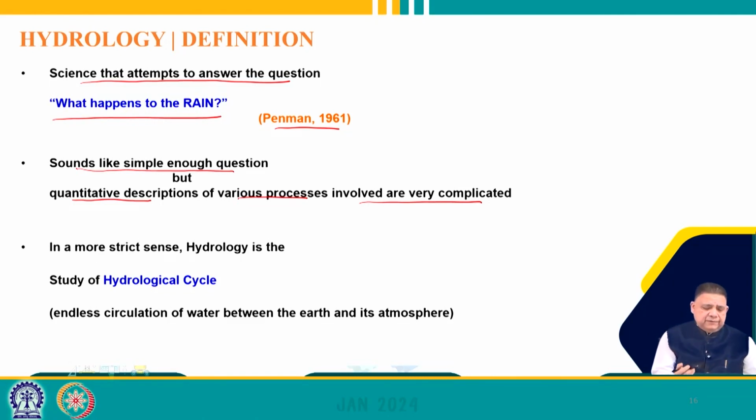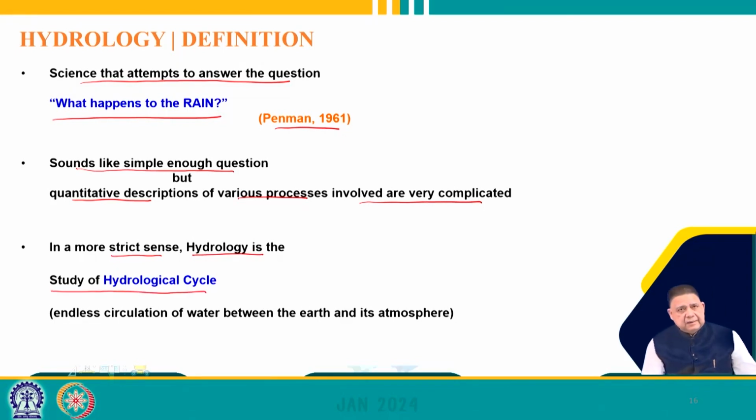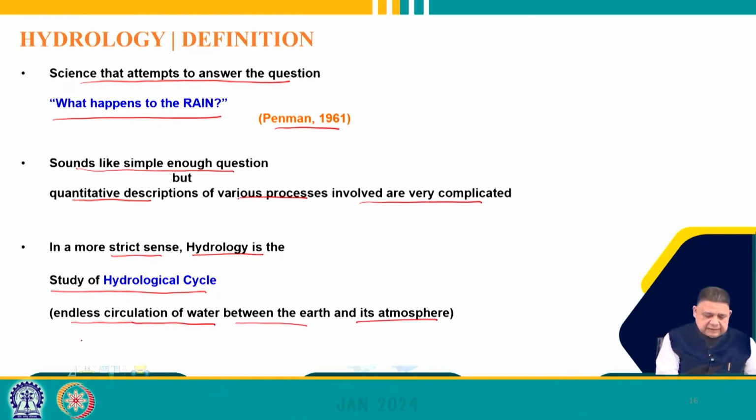Hydrology could also be defined, or in a more strict sense, it could be also treated as study of the hydrological cycle, which of course is endless circulation of water between the earth and its atmosphere. So, hydrological cycle is endless circulation of water between earth and atmosphere, and if we study the hydrological cycle, then it amounts to studying hydrology.